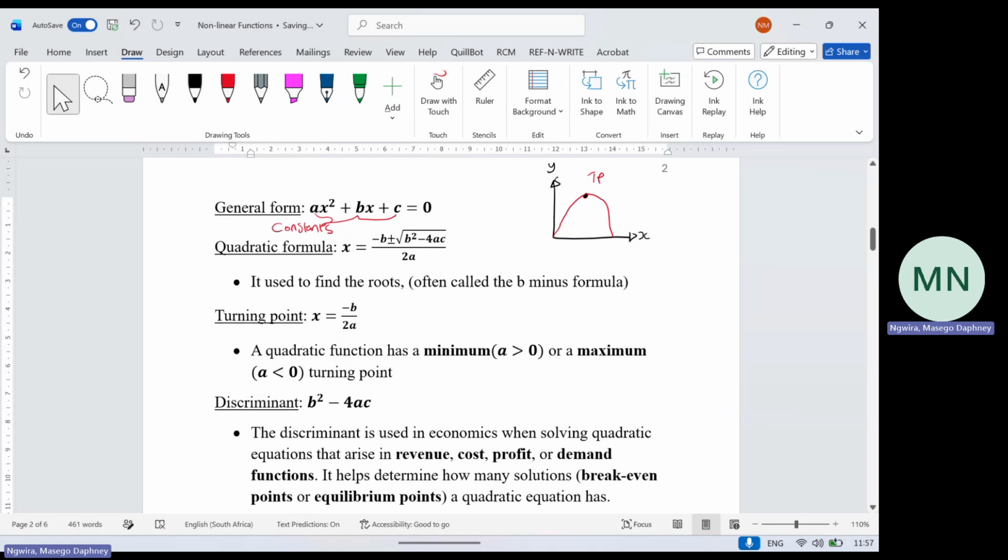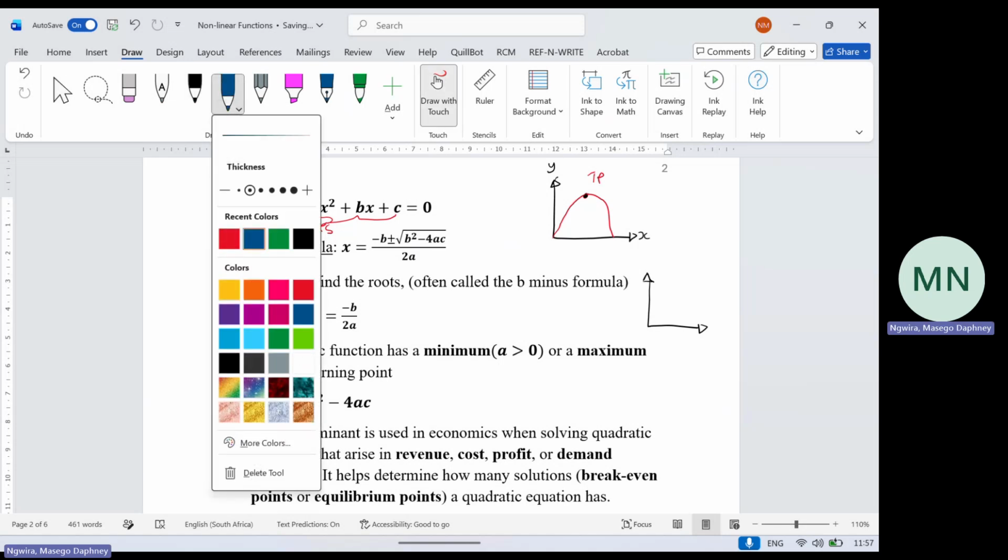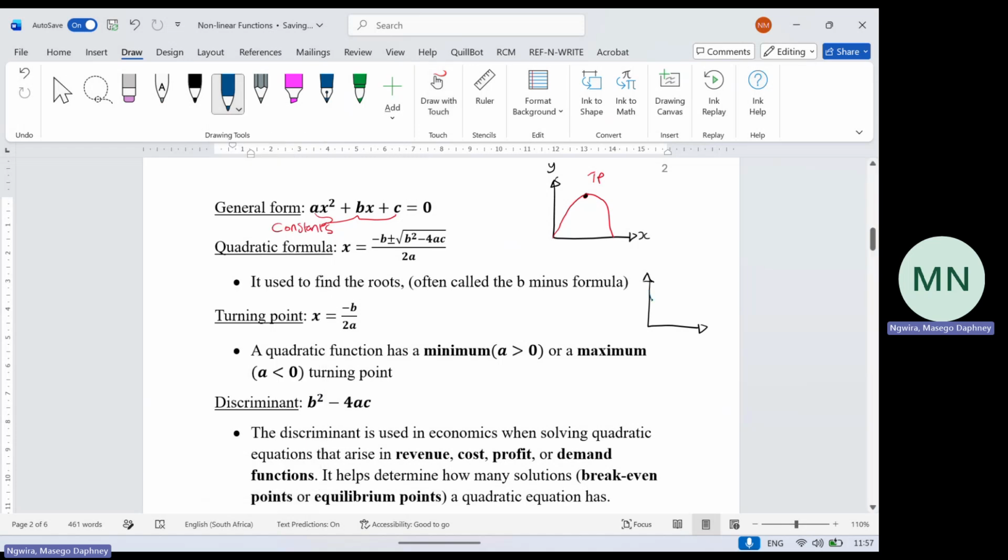So they're saying that a quadratic function has a minimum, which is when a is greater than 0, or a maximum turning point. So the turning point can either be a minimum or a maximum. This one is a maximum because it's the highest. The minimum one will look like this. Again, I'm just making an example. Remember, you won't be asked to draw any graph. So a minimum looks something like this. It has the lowest turning point.